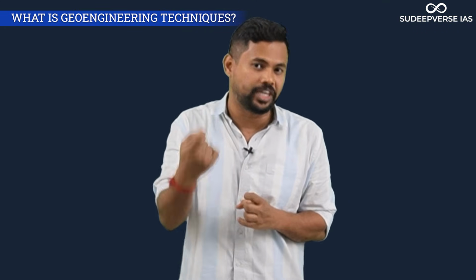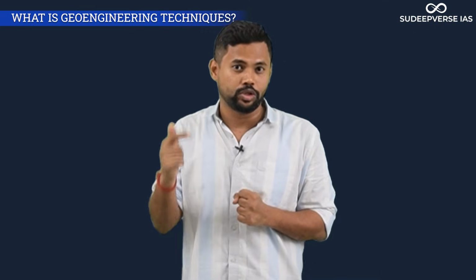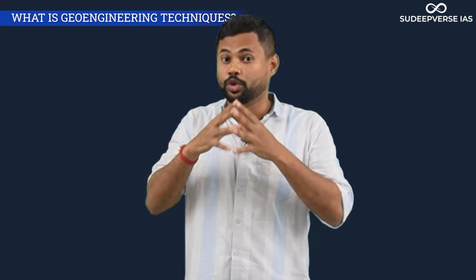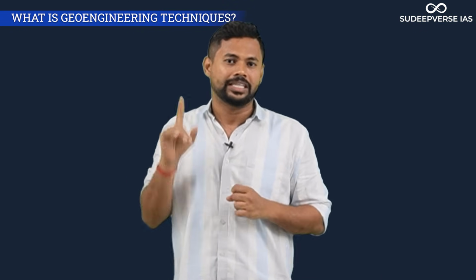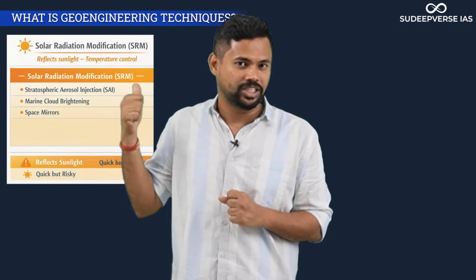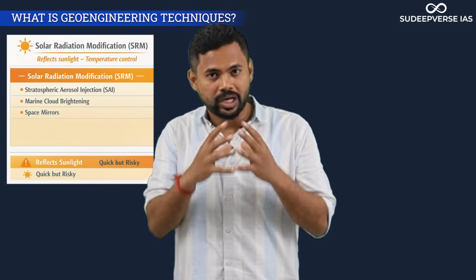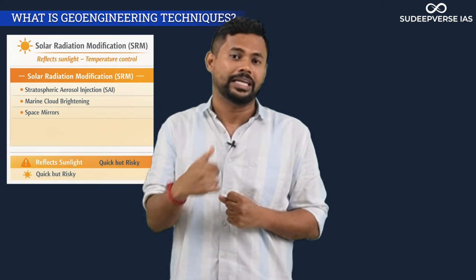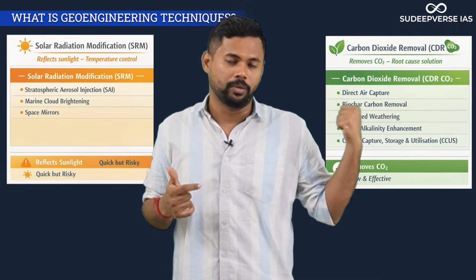Geoengineering techniques is engineering solutions done through human interventions in order to mitigate or reduce the effect of climate change. Now, geoengineering techniques can be segregated into two types. One, I can mitigate the effects of climate change by reducing the amount of incoming solar radiation into Earth. This method is known as solar radiation method. Or I can remove the carbon dioxide that is already there in the atmosphere. This method is known as carbon dioxide removal method.